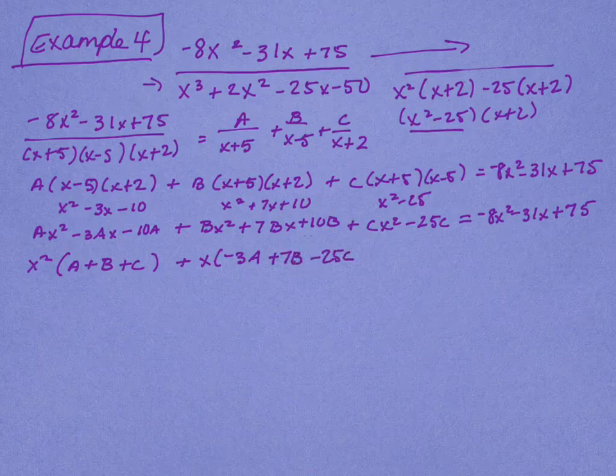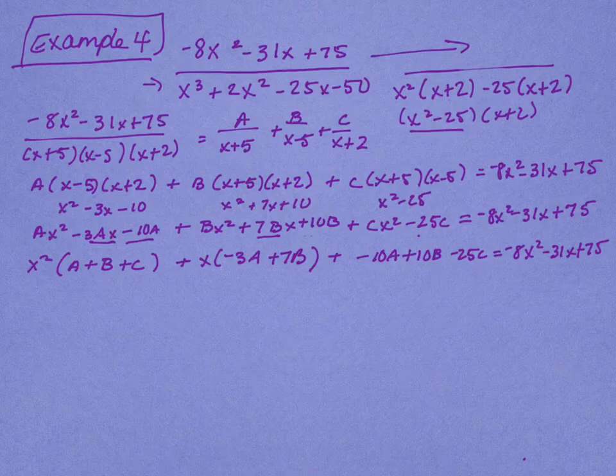No. That one didn't have an x term, so not the minus c. So this would just be 7b, right? I'm looking at this term, and this doesn't have an x term. So just 2 for that. And then plus constant. So let's just get our constants. Negative 10a plus 10b minus 25c. And that all is to equal negative 8x squared minus 31x plus 75.